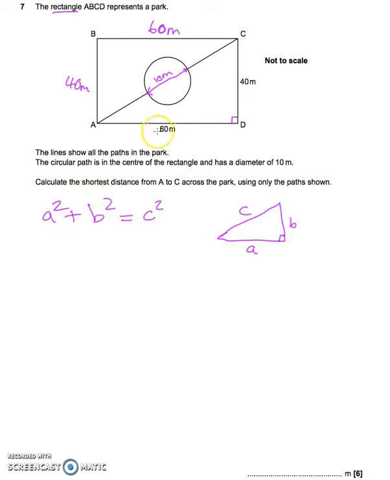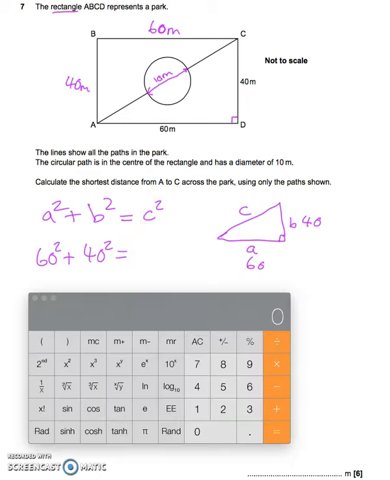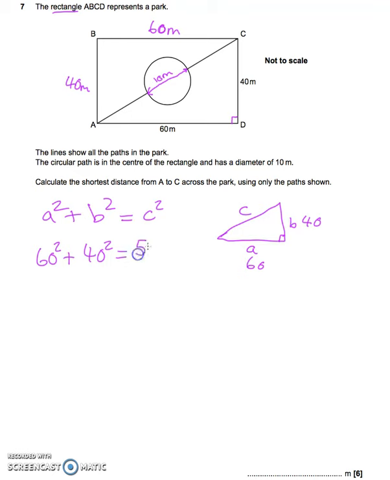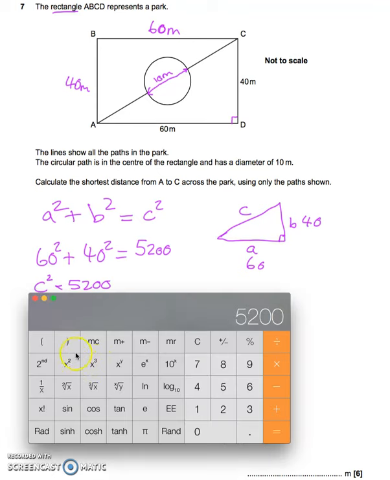So I'm going to put in the numbers that I have here. I've got 60 as my a, and 40 as my b, in meters. 60 squared plus 40 squared equals, and then we're going to find out that c squared is equal to something. So let's use our calculator. 60 squared plus 40 squared equals 5,200. At the moment we know that c squared is equal to 5,200. We don't want to know what c squared is, we want to know c, the length of c. So we're going to square root both of those and we get c equals the square root of 5,200, and if we just press the square root button, hopefully it should find the answer for us.